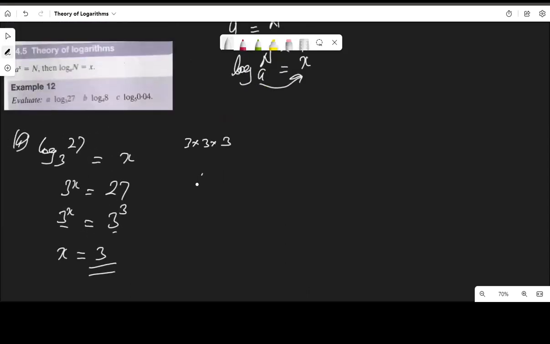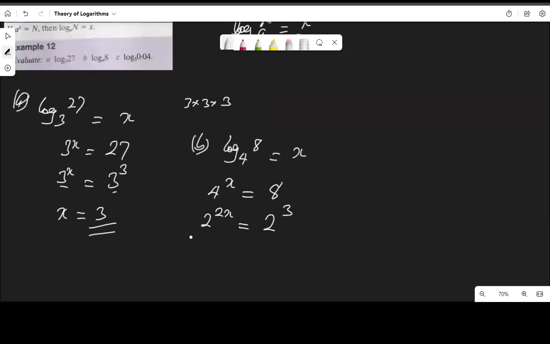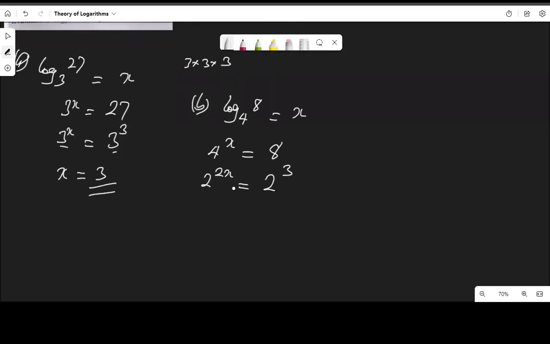Question B, we have log 8 to base 4. Let it be x again. That means 4 to the power of x is equal to 8. Expressing this in index form, I'll have 2 to the power of 2x equal to 2 to the power of 3. In this case, the bases are the same, so we can equate the powers. 2x equal to 3, meaning x is equal to 3 over 2.